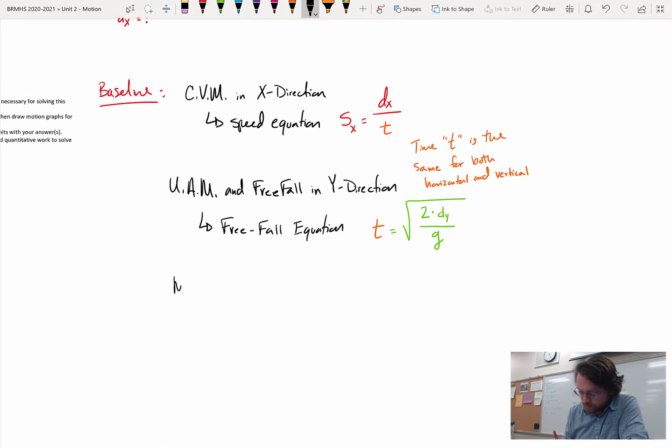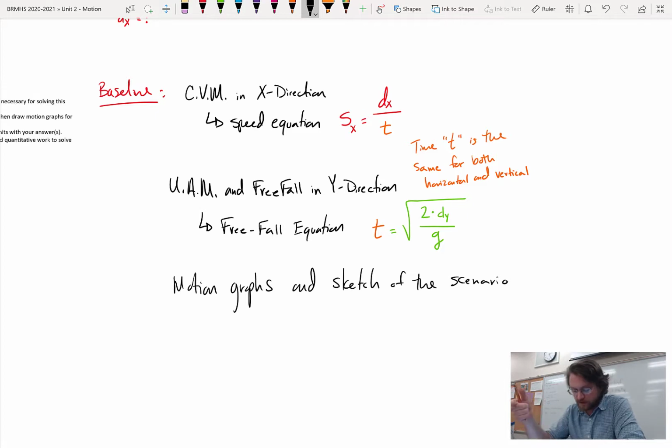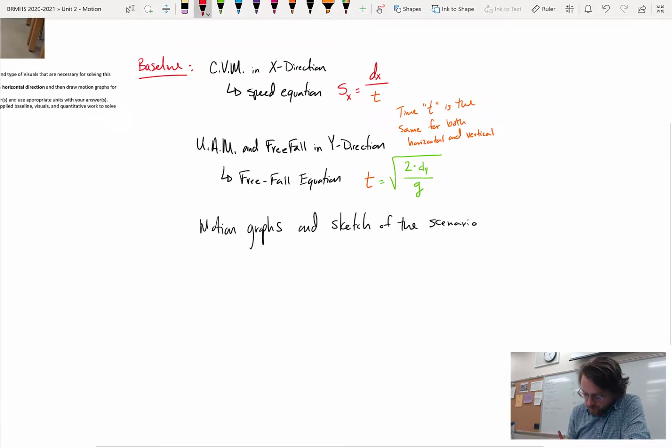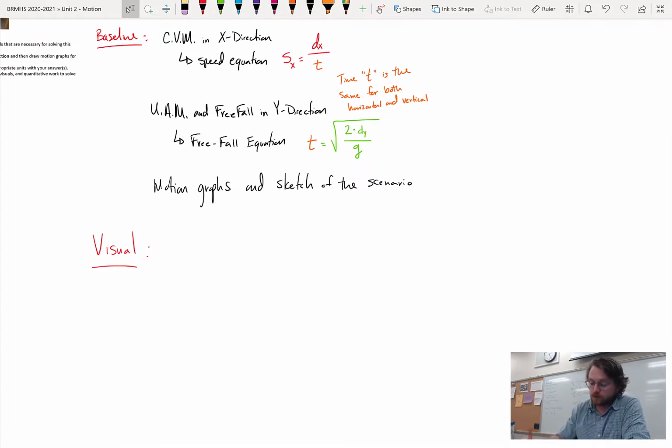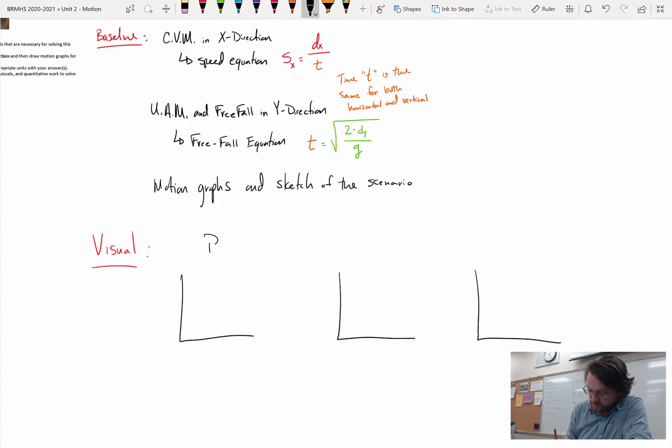We're going to do some motion graphs for our visuals, and I did a sketch. It's good to do a little sketch like you saw me do up above. Motion graphs and sketch. I call it a sketch of the scenario, of what's physically going on. And then what else are we going to use? We got our principles, we got our equations, we got the visual stuff we're going to do. Okay. Let's look at what the visual stuff is. For our visual stuff, we can do motion graphs and our sketch. So I already did my little sketch, so I'm going to do motion graphs. We always have position, that's position versus time, PVT.